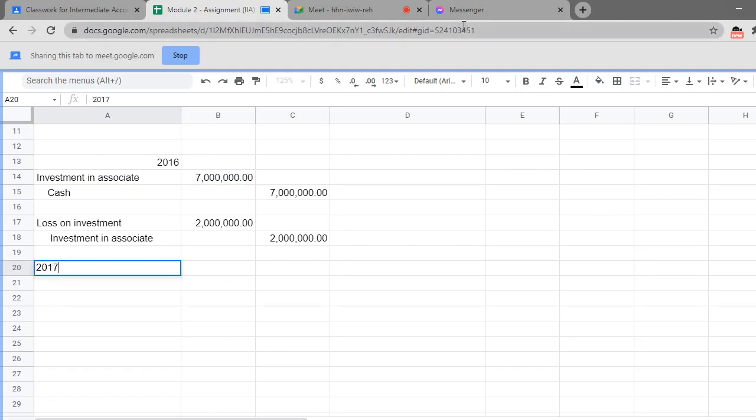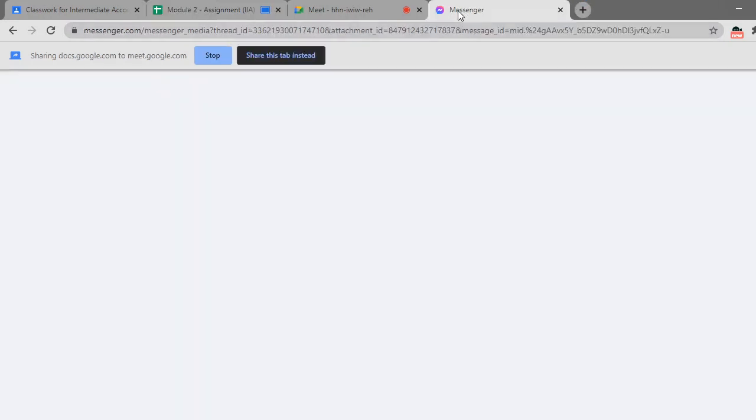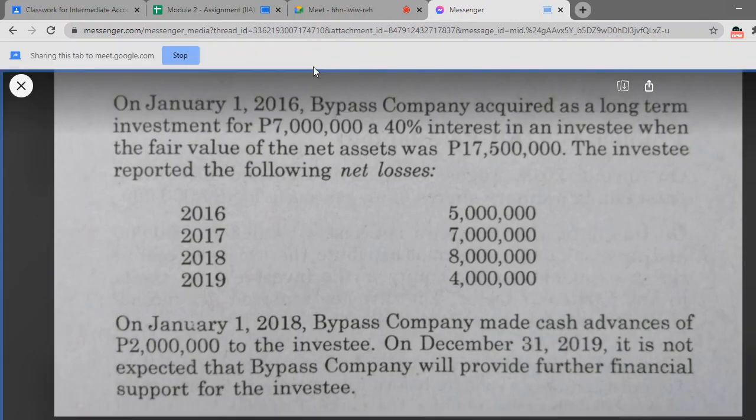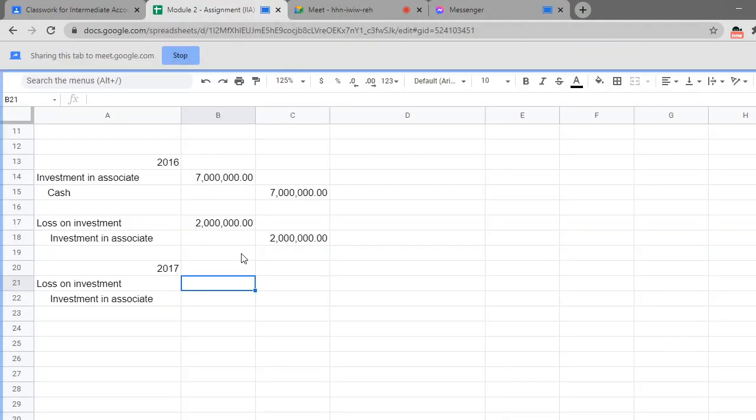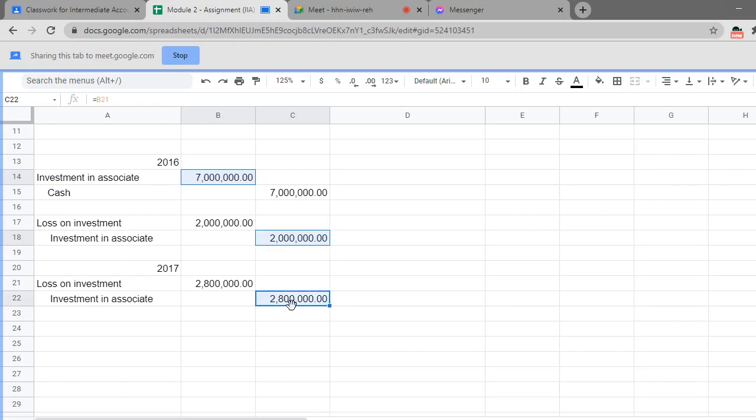However, in 2017, there is again a loss. The company always has losses. Why did we invest here? For 2017, their loss was 7 million. Our share, once again, is 40%. That's 2.8 million. So how much is left? 7 million less 2 million is 5 million. Minus 2.8, how much is left? 2.2 million. In 2018, there is again a loss.